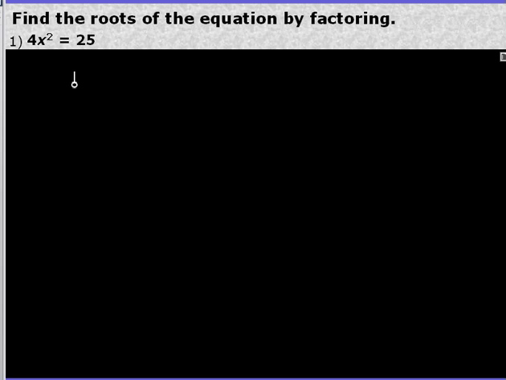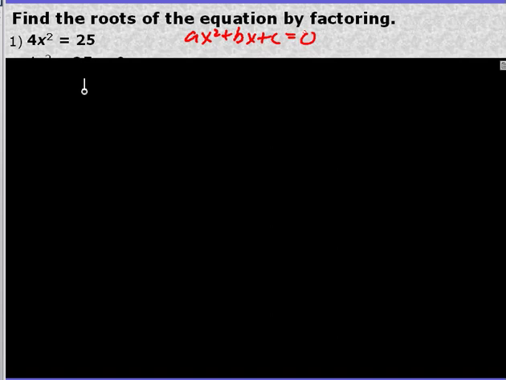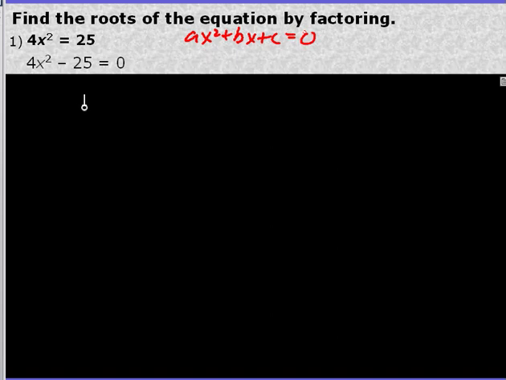Find the roots of the equation by factoring. So notice this is not in standard form. We want to put it in standard form, ax squared plus bx plus c equals 0. So to do that, we're going to subtract 25 from both sides. Now we're in standard form.